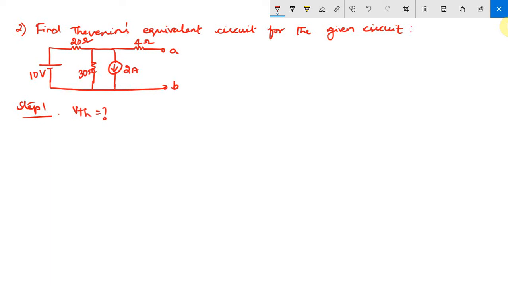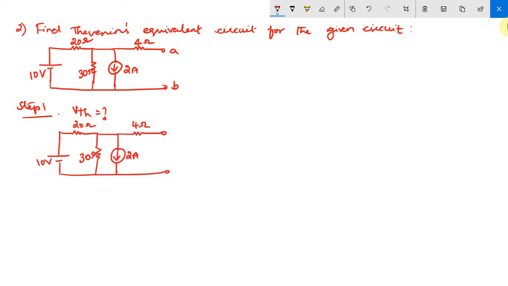So for VTH we have to remove the load and open circuit it. Already here the load is removed and left open. The remaining parameters you have to keep as such. Now we need to find the voltage VTH at this open circuited path. How can we find it? This VTH will be equal to the voltage across this 30 ohm resistor. So if we know the node voltage over here, that node voltage is equal to VTH. So what we are going to do here is, we have 10 volt in series with 20 ohm.